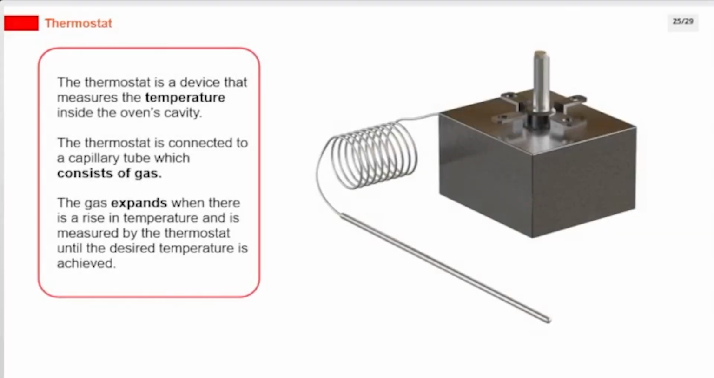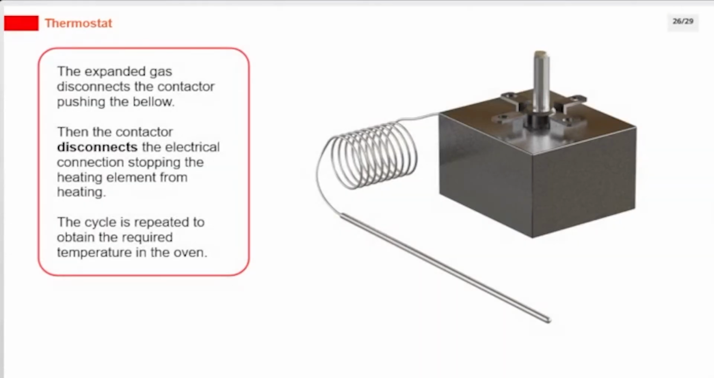The thermostat is a device that measures the temperature inside the oven's cavity. The thermostat is connected to a capillary tube which consists of gas. The gas expands when there is a rise in temperature and is measured by the thermostat until the desired temperature is achieved.